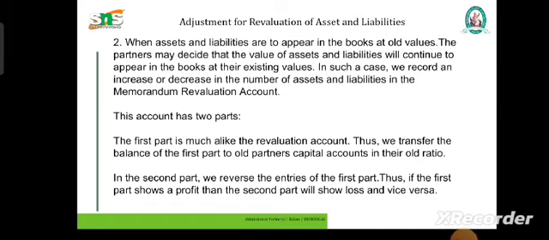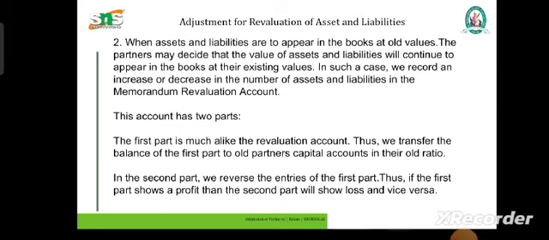The second one is when assets and liabilities are to appear in the books at old values. The partners may decide that the value of assets and liabilities will continue to appear in the books at their existing value. In such a case, we record an increase or decrease in the amount of assets and liabilities in the memorandum revaluation account. This account has two parts.